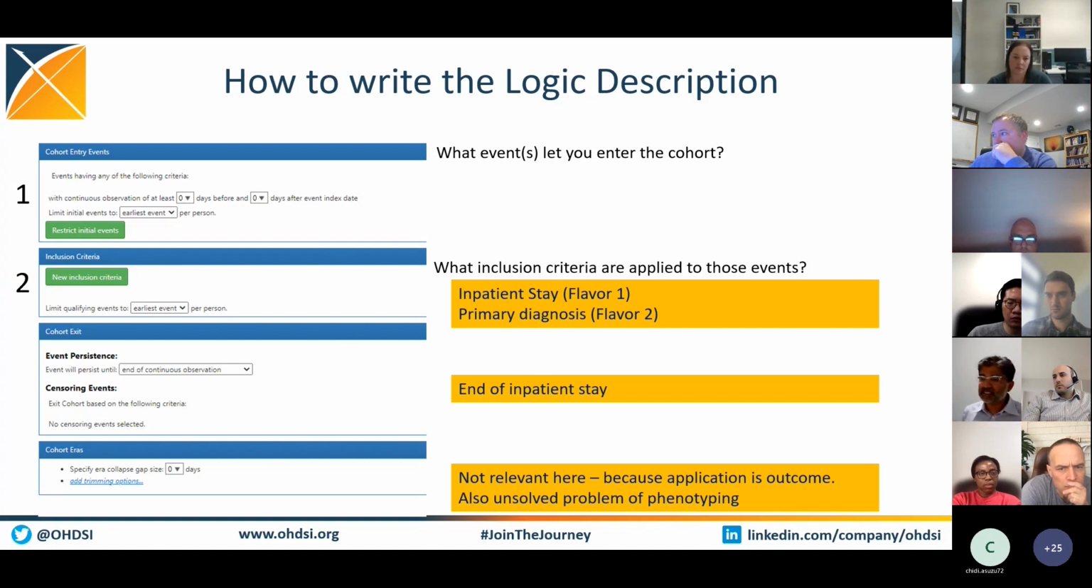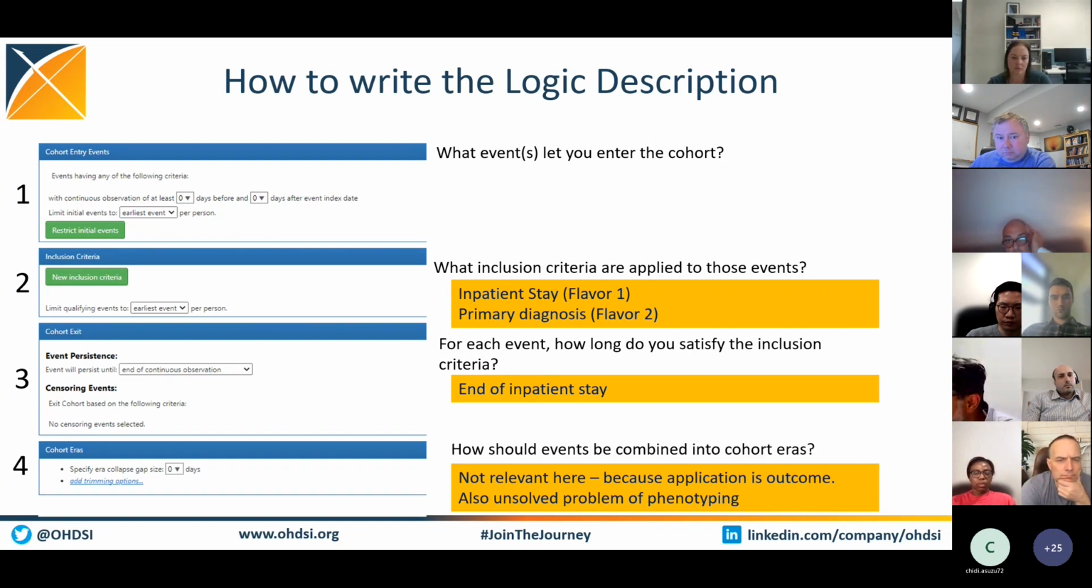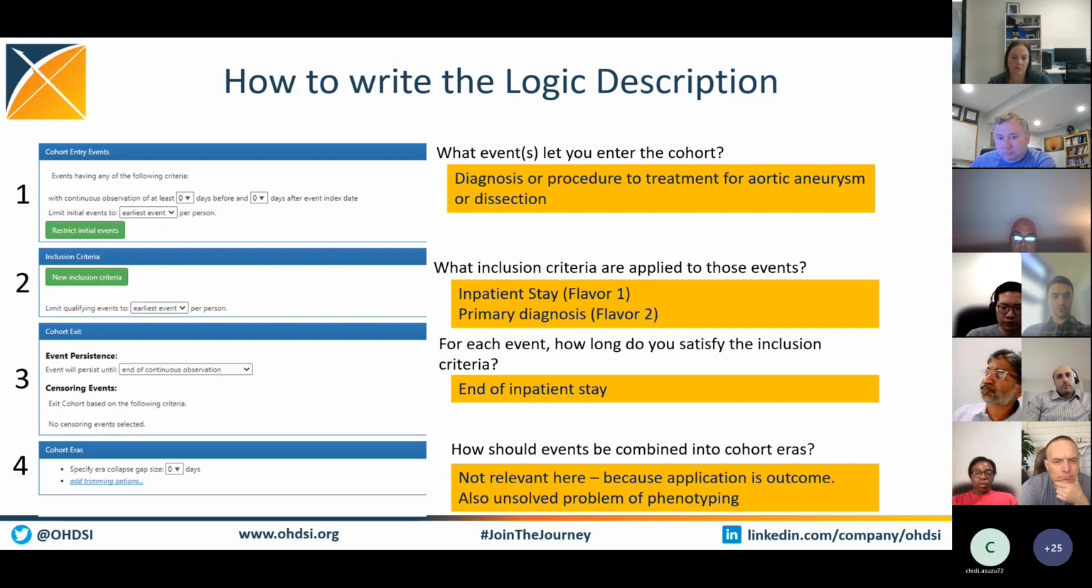The second segment in Atlas is the inclusion criteria, which is what inclusion criteria are required for these events. If you're satisfied, what rules should continue to be satisfied for the events to stay in, I think is another way of describing it. And the cohort exit is for each event, how long do you stay satisfied. So there are 4 segments: cohort entry, inclusion criteria, cohort exit, and cohort era.